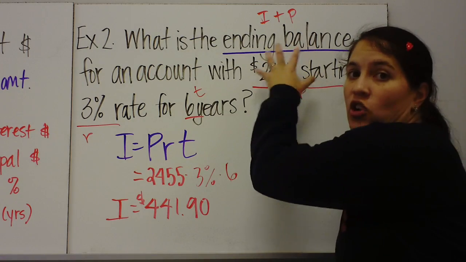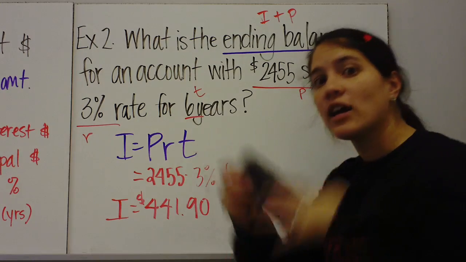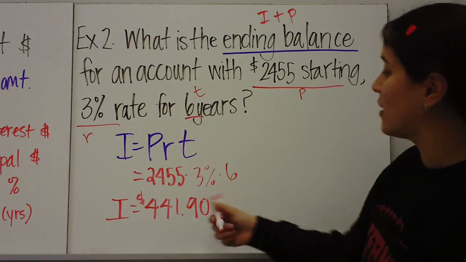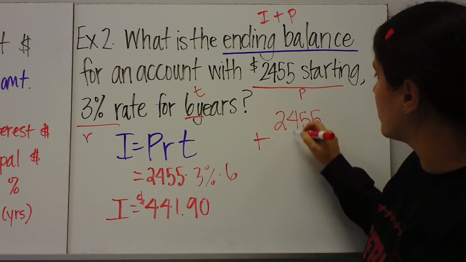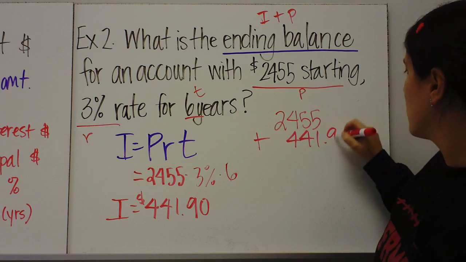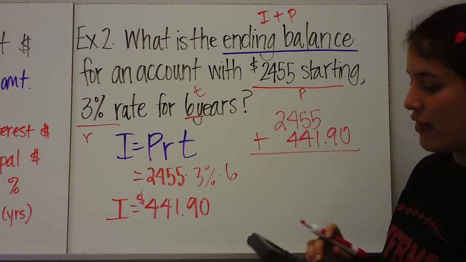This amount of money is what we started with, and we earned interest. So what do we have total? What do we have all together? We have to add these two: 2450 plus our interest. So write that down in your notes. Add those together.